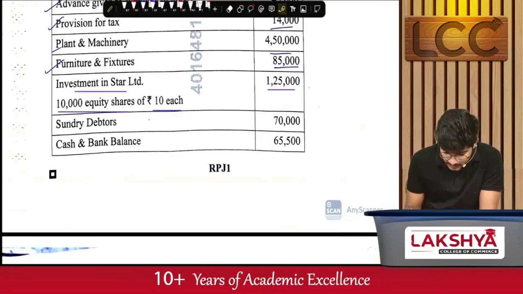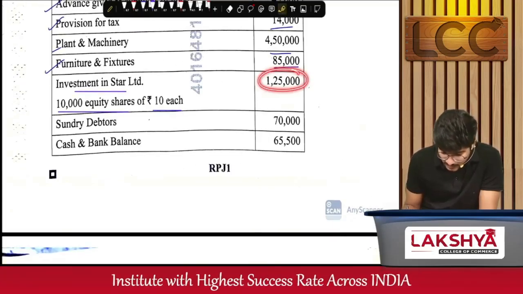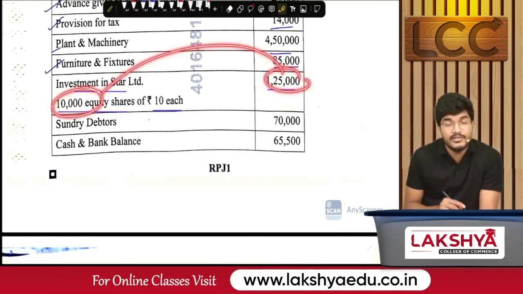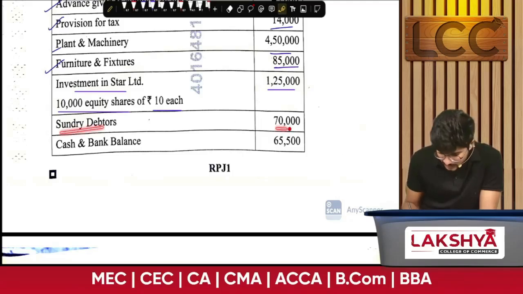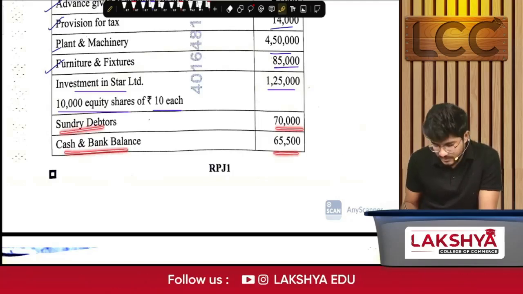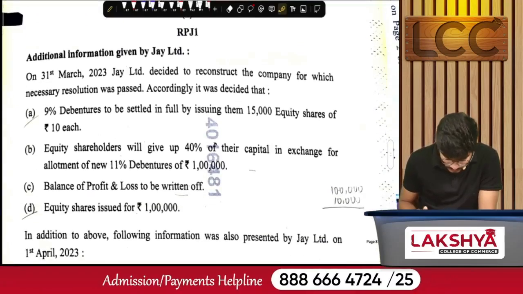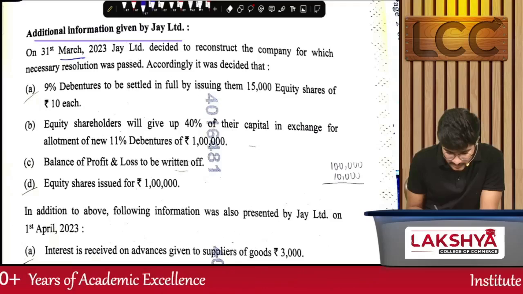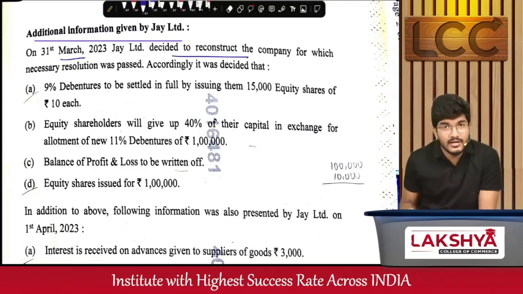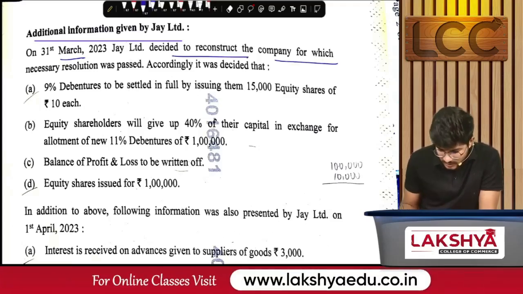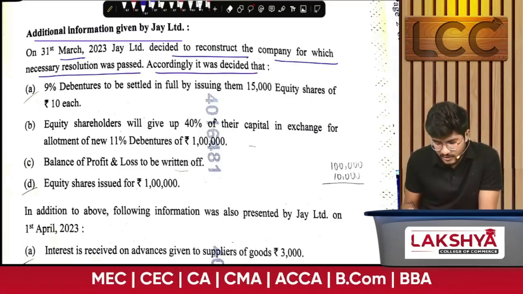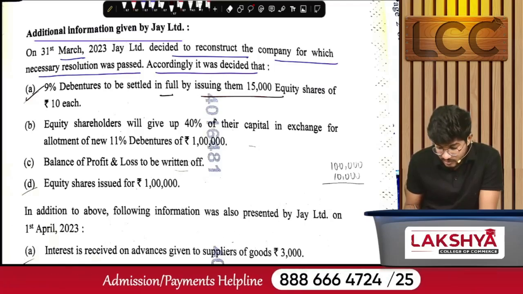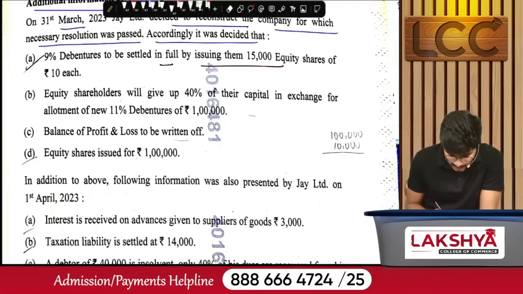Now observe, the investment given amount is 1,25,000, but this 1,25,000 represents only 10,000 equity shares of rupees 10 each. Sundry debtors 70,000 and cash and bank 65,500. Now, additional information given by J Limited. On 31st March 23, J Limited decided to reconstruct. So this is about internal reconstruction. The company passed the necessary resolution; accordingly it was decided that 9% debentures be settled in full by issuing 15,000 equity shares of rupees 10 each.